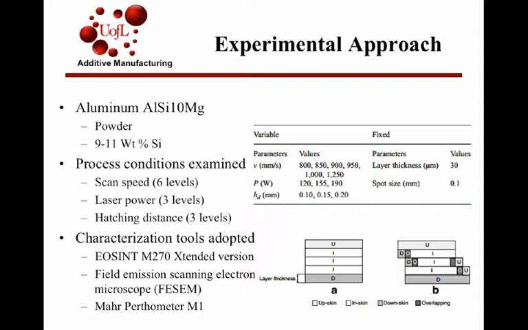This aluminum has 9 to 11 weight percent silicon, and there's 6 other components involved in the alloy. The characterization tools they're using include this EOSINT machine, which they're using to produce the parts, which are just a 20 by 20 by 5 brick form that they're looking at surface roughness of. They used a field emission scanning electron microscope to get a microscopic look at what the roughness looks like on the surface. And then the Mahr Perthometer M1, which is a machine that evaluates the surface roughness, and we'll see a plot of those results later.